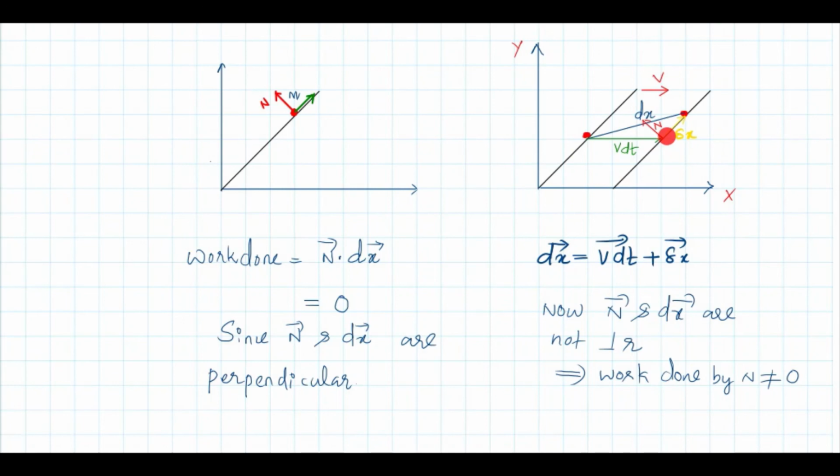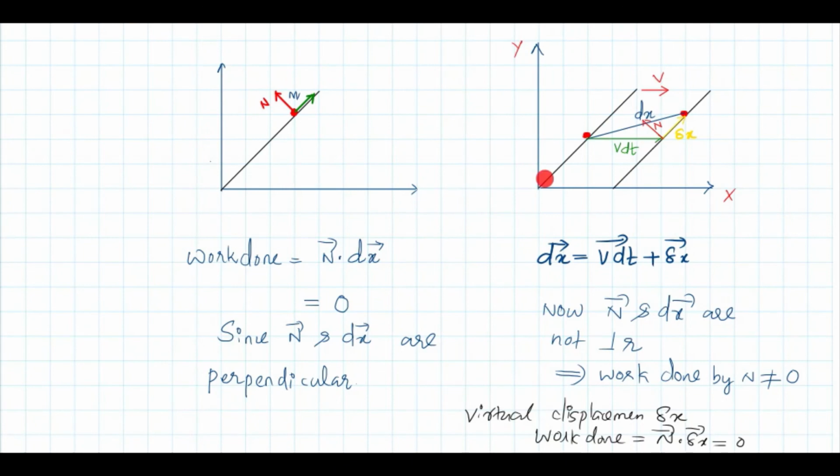But if you take this delta x only, that is, you make dt 0, if you make dt 0, that is, you are considering the displacement at a particular instant, then this delta x and N are perpendicular. Work done by the force will be 0. So if we define virtual displacement as delta x, then work done will be N dot delta x, both are perpendicular, that will be 0.